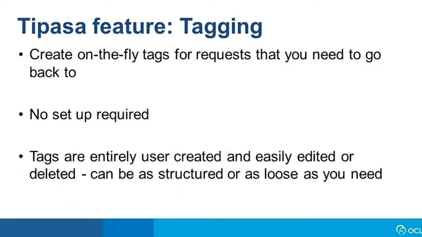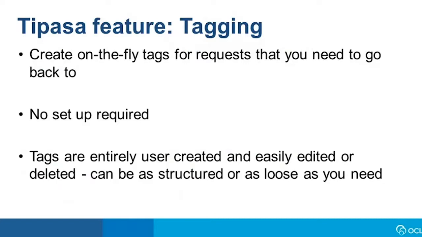So tagging, as it sounds, lets you create on-the-fly tags for interlibrary loan requests that you may need to go back to for whatever reason. There is no setup or configuration required. You can just start making tags and using them right away out of the box. And the tags are entirely user-created, and they are easily edited or deleted.